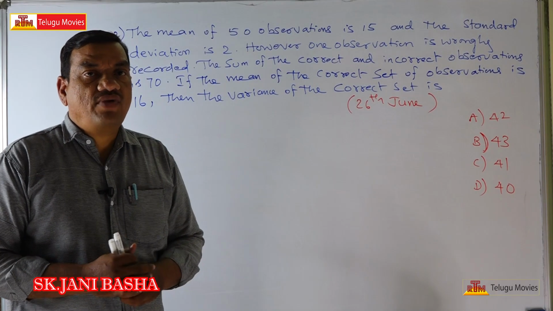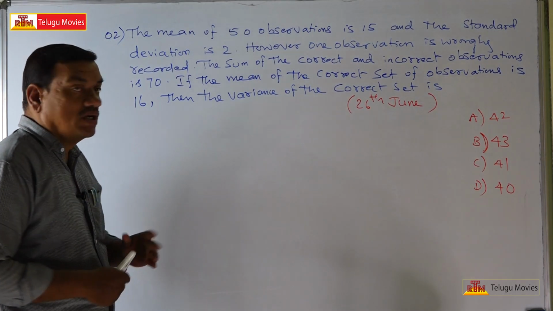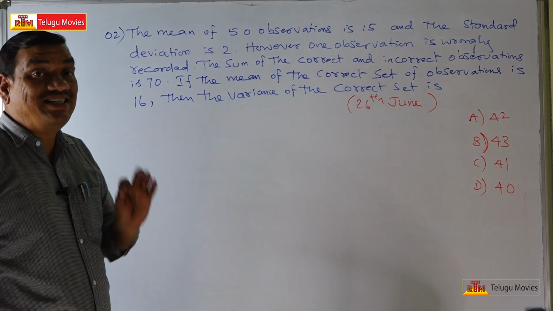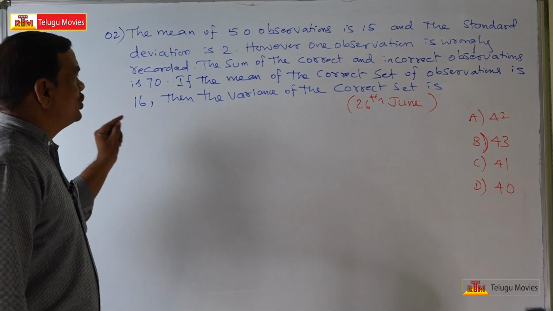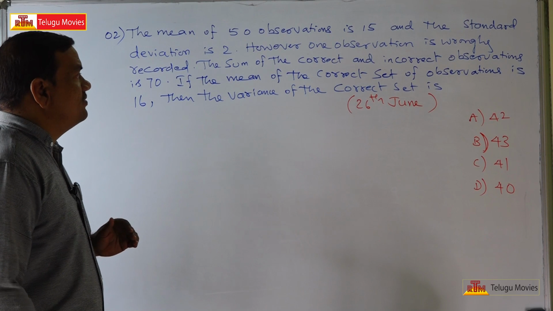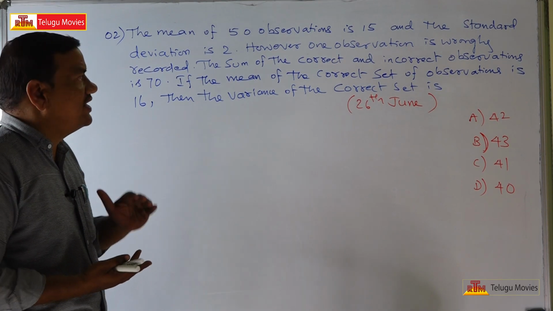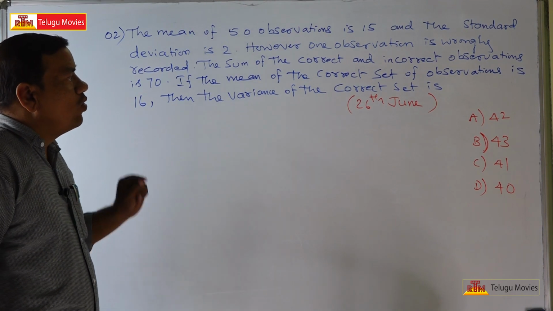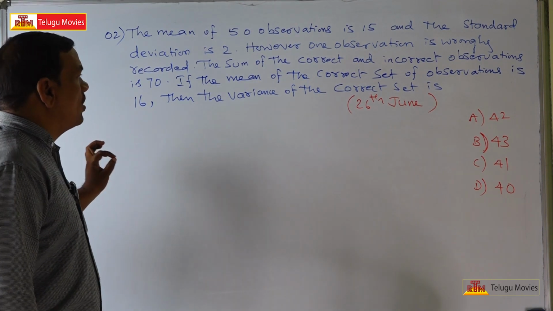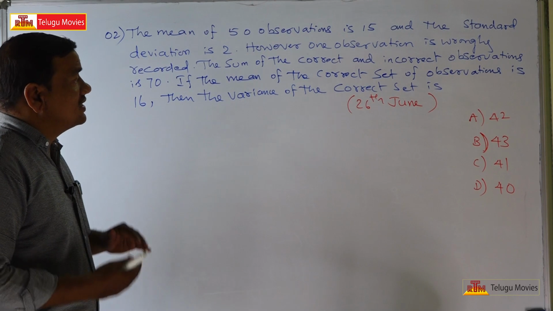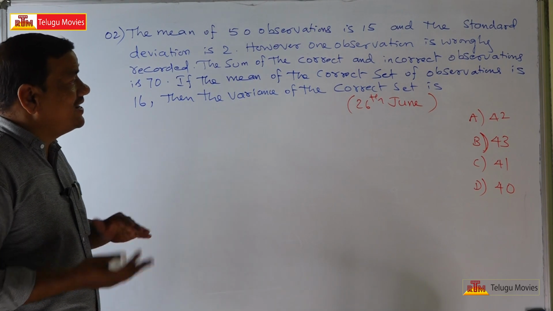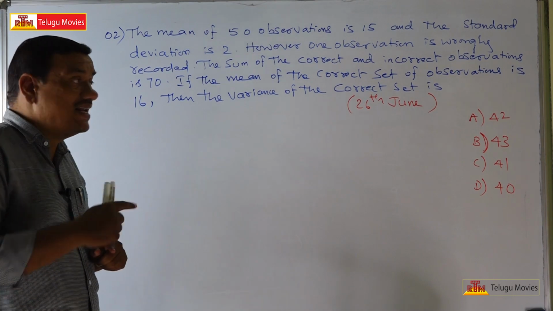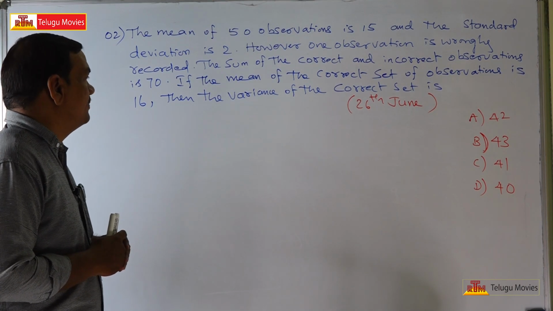Dear students, welcome to the second problem. The mean of 50 observations is 15 and the standard deviation is 2. There are 50 observations, their mean is given, standard deviation is given. However, one observation is wrongly recorded. The sum of the correct and the incorrect observations is 70.